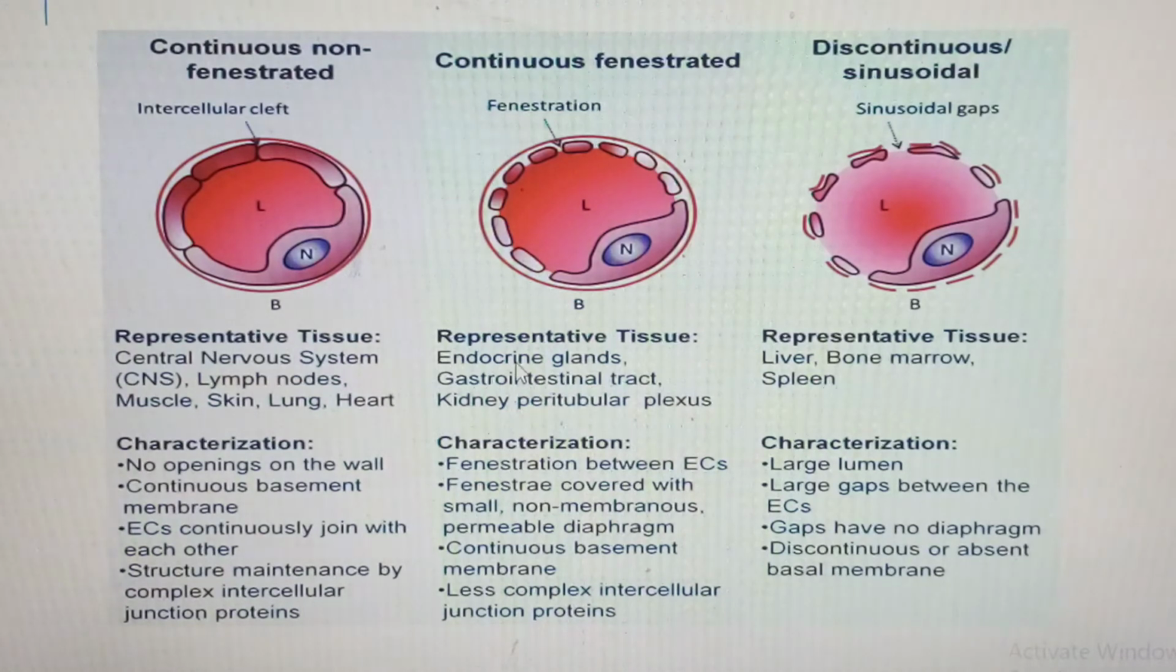Areas where we're going to see them will be endowed with most of the endocrine glands. We're going to see some in the gastrointestinal tract, especially areas where absorption is going to take place, especially the intestines, as well as, of course, the glomerulus of the kidney. We are going to see that one there too.